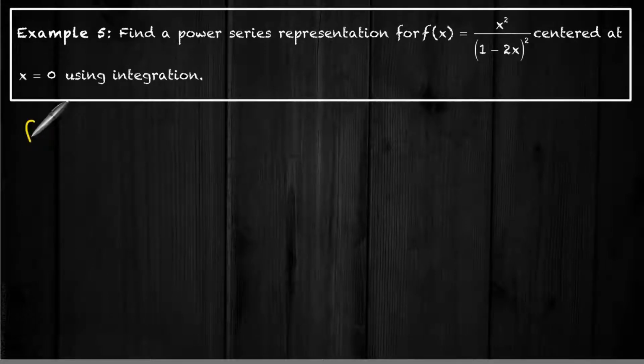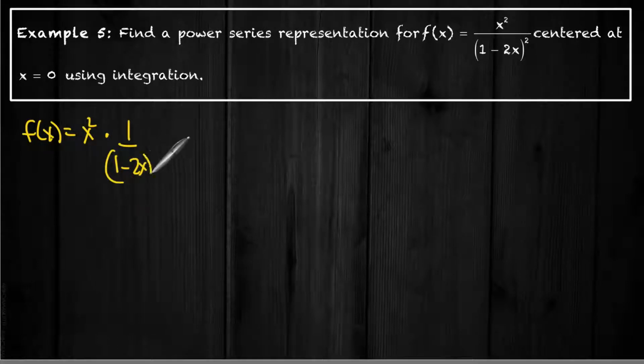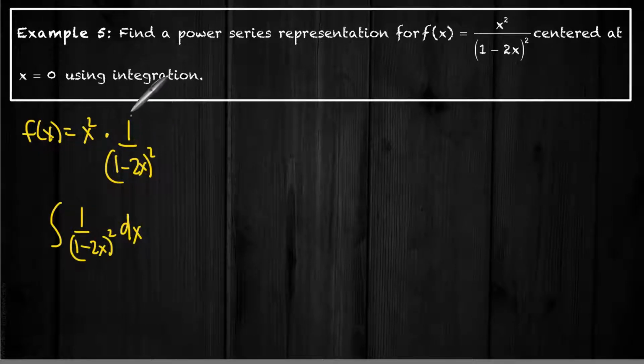So the first observation that we need to make in this problem is we need to separate the x squared from this function. And then we're going to focus on 1 over 1 minus 2x squared for just a moment. So we're going to integrate 1 over 1 minus 2x quantity squared dx. And so essentially we're going to focus on writing a power series for this function right here. And then after we write a power series for this one, we're going to take the derivative of it to get back to this function and then multiply it by x squared. So that's where we are headed.